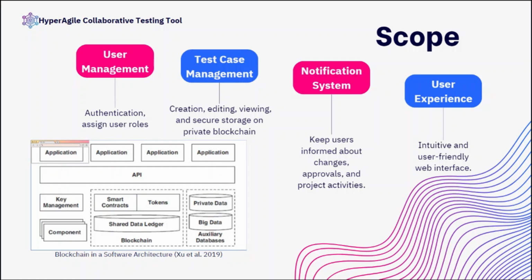Next, we have notification system. A robust notification system will keep users informed about the changes to the test cases, approval status updates, and other relevant project activities. User will receive notification via email, ensuring timely communication and visibility. This will be a full stack development based on the blockchain and software architecture, as the diagram in the slide. Lastly, we have user experience. A user-centric design approach will be adopted to create an intuitive, user-friendly web interface.